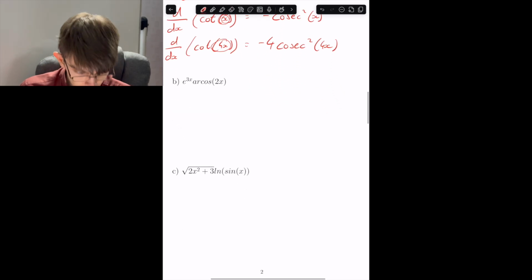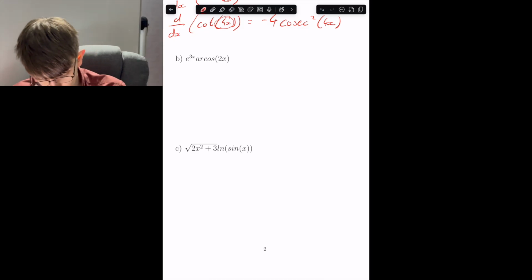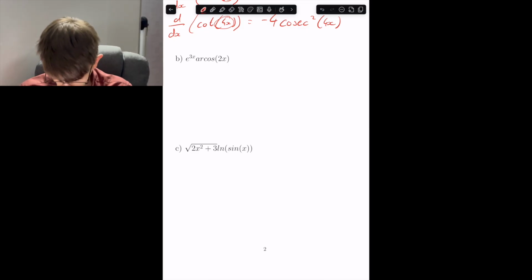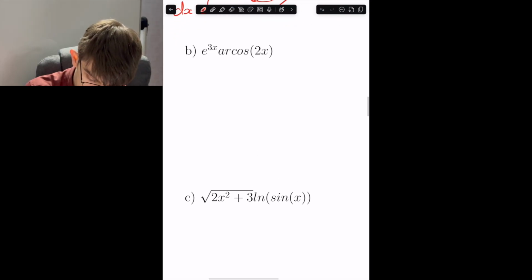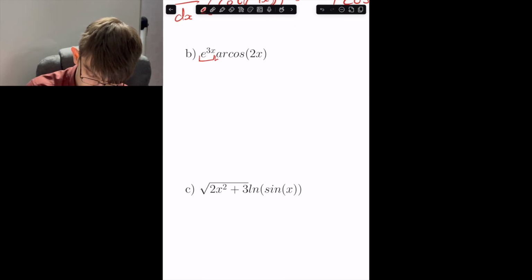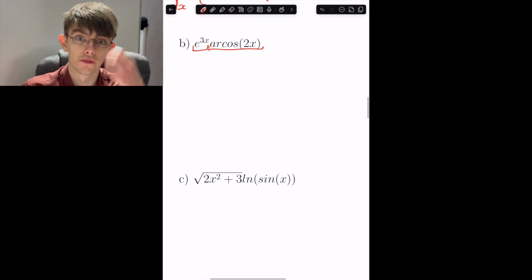Right, next one, e to the 3x arc cos of 2x. Okay, a lot going on here, but what we should notice is that we have a function multiplied by another function. We have a product of two functions, so we have a product rule.